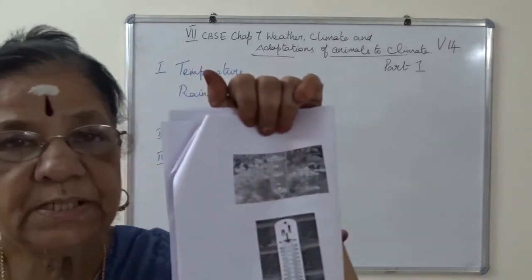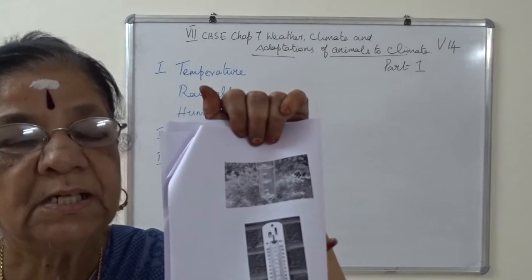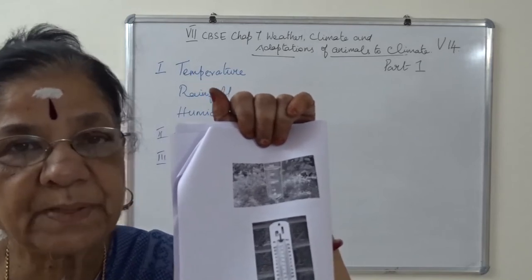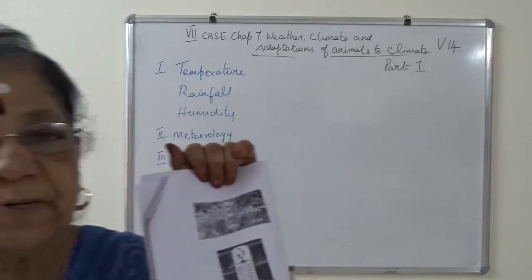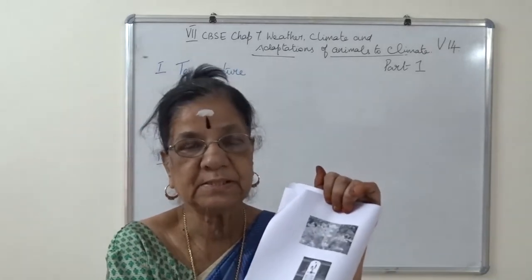This instrument is called rain gauge. Rain gauge, it is an instrument or apparatus used to find the amount of rainfall measurement.